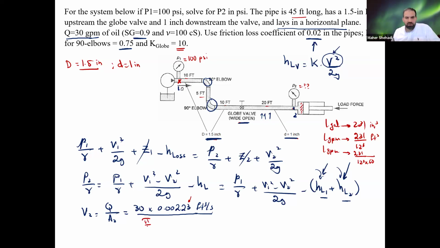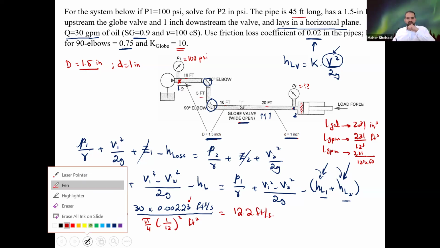Divide by pi over 4. The diameter is 1, and I'm going to put it in foot square, so my velocity would be in feet per second. This one is 12.2 feet per second.